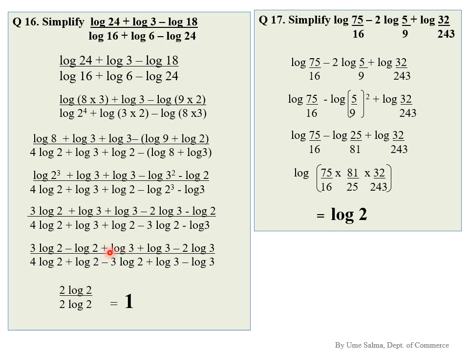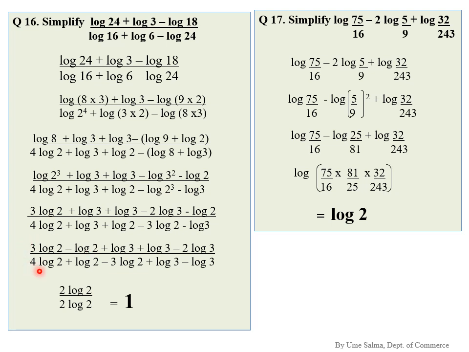Here you have 1 log 3 plus 1 log 3, which will give you 2 log 3. Again you have minus 2 log 3. So 2 log 3 minus 2 log 3 gets cancelled. So this entire term of log 3 is gone. You remain with 2 log 2 in the numerator.